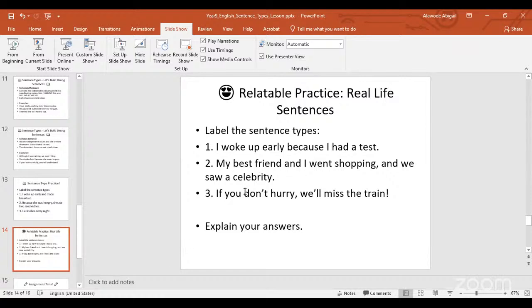Number 2. My best friend and I went shopping. We saw a celebrity, and so we saw a celebrity. It's a compound, because it has and. It has 2 independent clauses. So we saw a celebrity can stand on its own. My best friend and I went shopping can stand on its own. Okay, number 3.